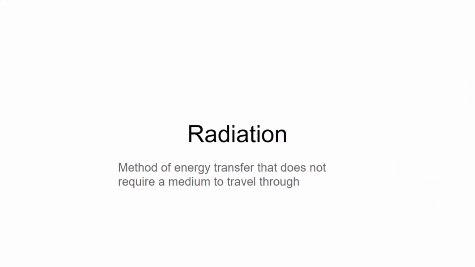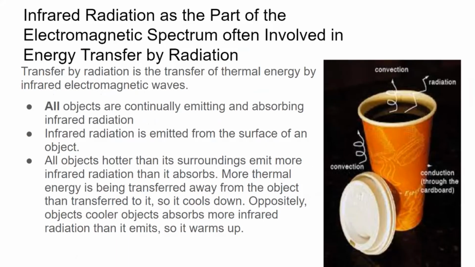Radiation is a method of energy transfer that does not require a medium to travel through. Infrared radiation is the part of the electromagnetic spectrum often involved in energy transfer by radiation. Transfer by radiation is the transfer of thermal energy by infrared electromagnetic waves. All objects are continually emitting and absorbing infrared radiation. Infrared radiation is emitted from the surface of an object.